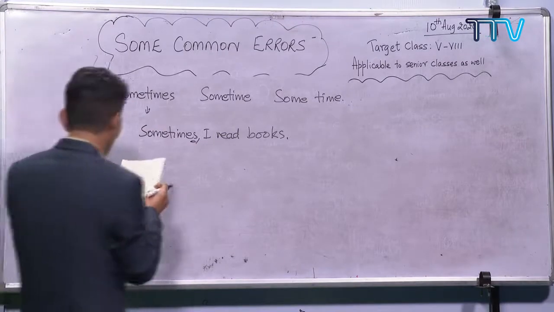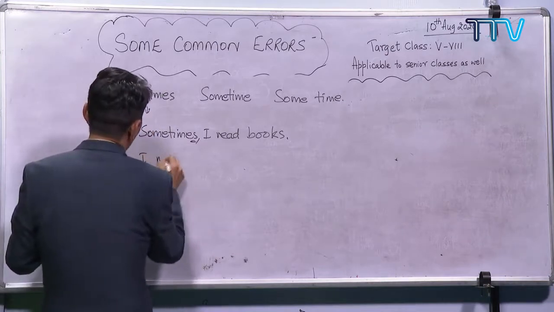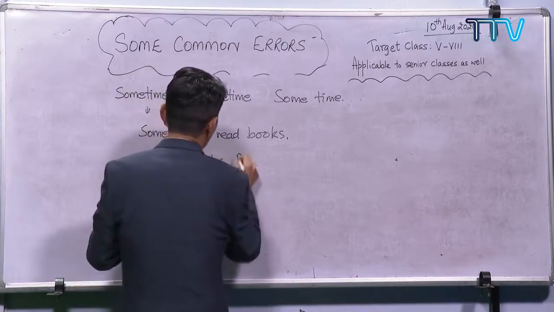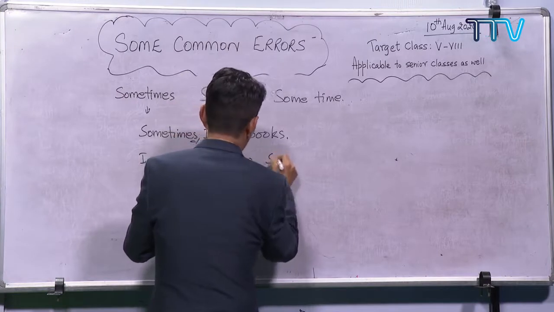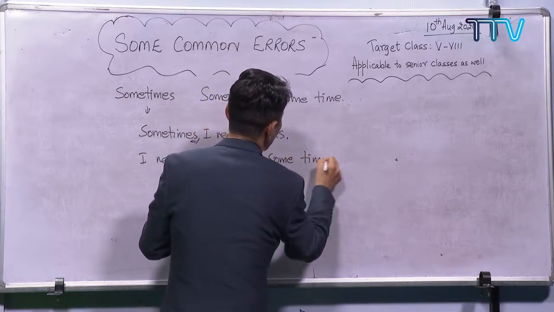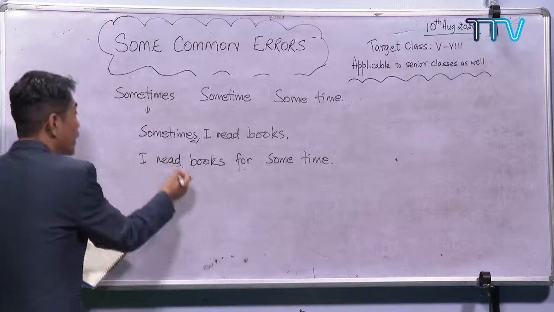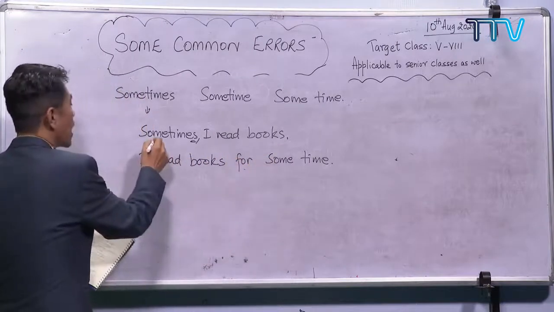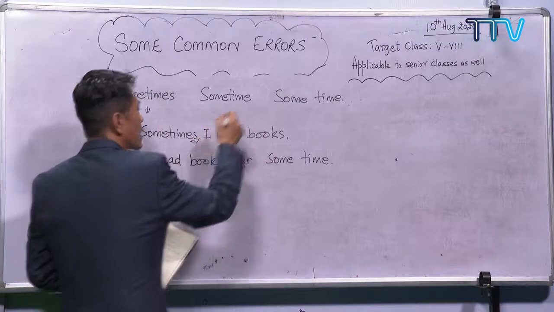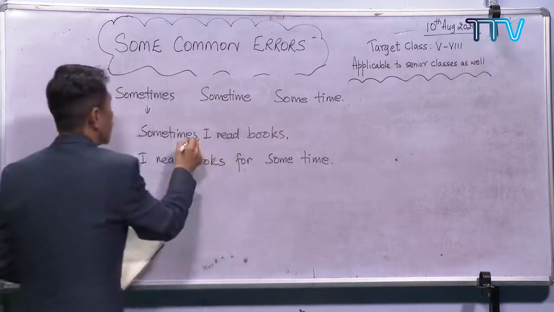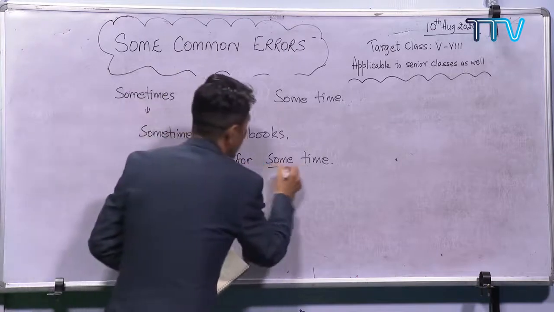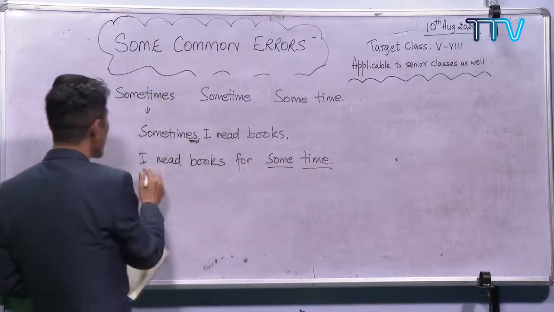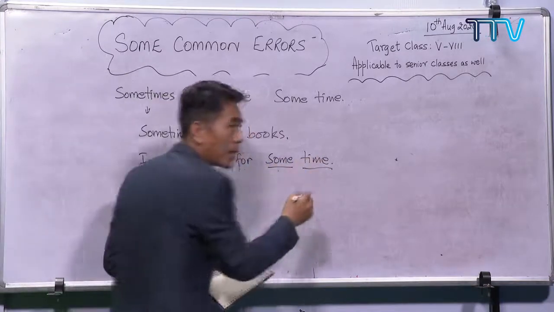The second one: I read books for some time. It shows time. I read books for some time. I read books for sometimes, no. Sometimes I read books. Sometimes I go. Sometimes I talk. So we use S here. This "for some time" is just a phrase, just a group of words. They are not connected. So I read books for some time, and then I do.